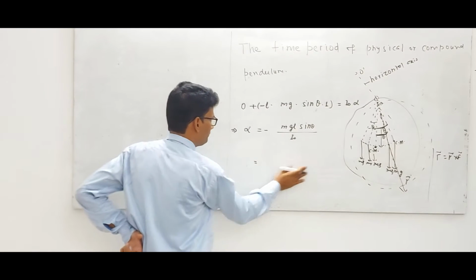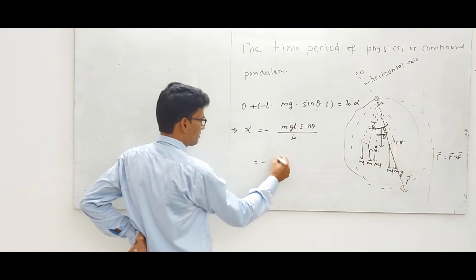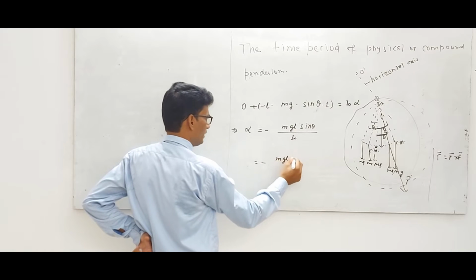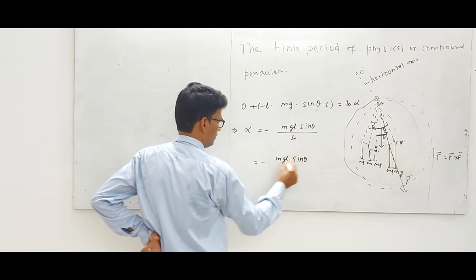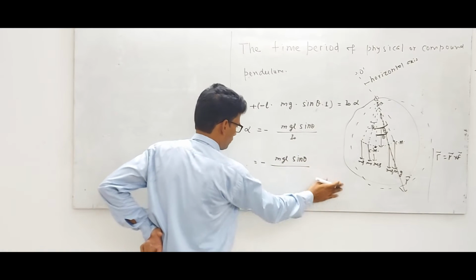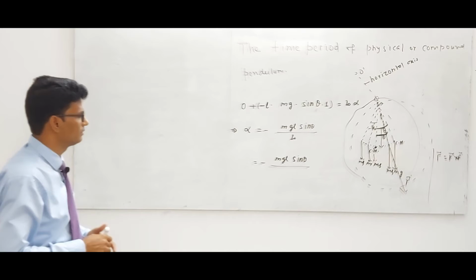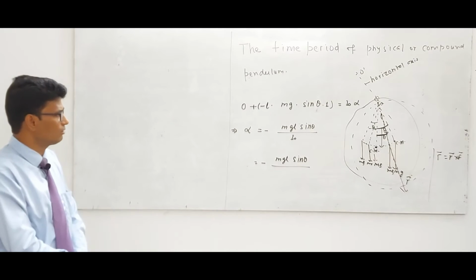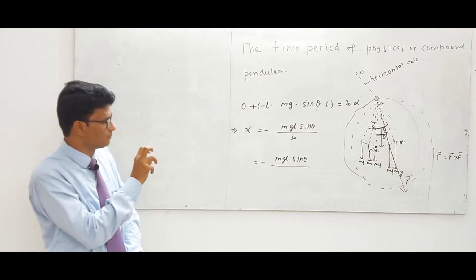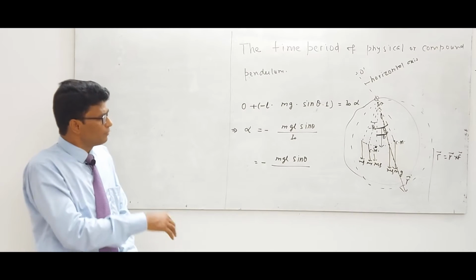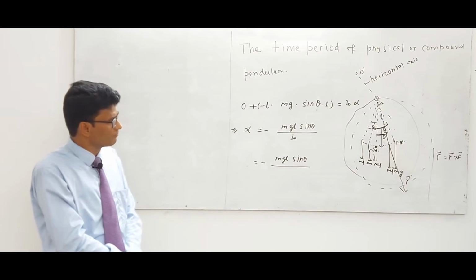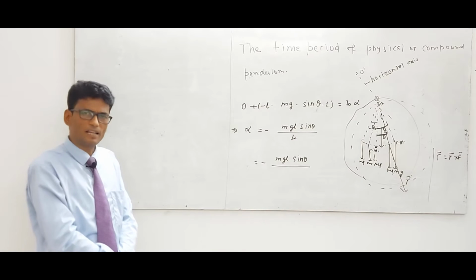So here, minus mgl sine theta, I naught. Look at here, I naught. What is I naught? The moment of inertia of this body about the point of suspension. So we may apply here the parallel axis theorem.